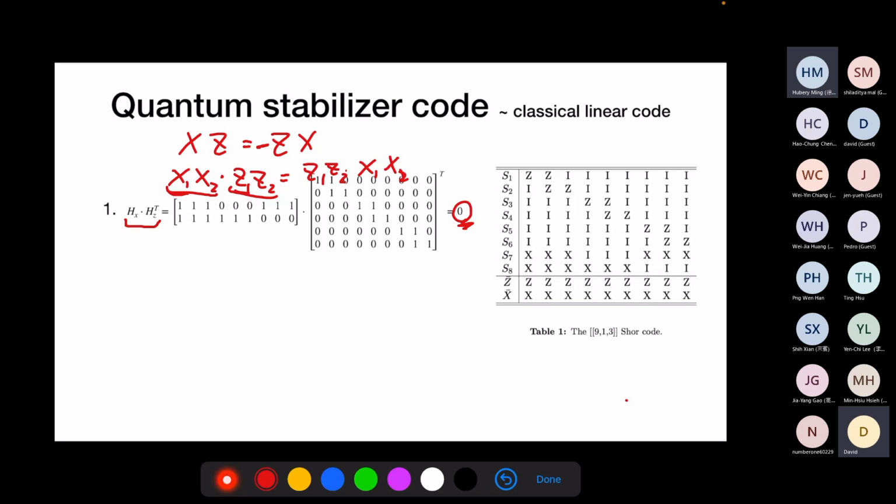So this is a sequential operation on the qubit. At the same time they commute, and so the order doesn't matter. Because they act on different sites, they commute.